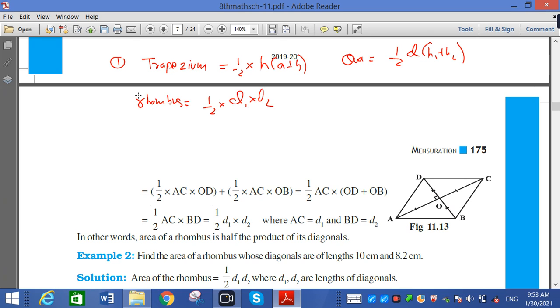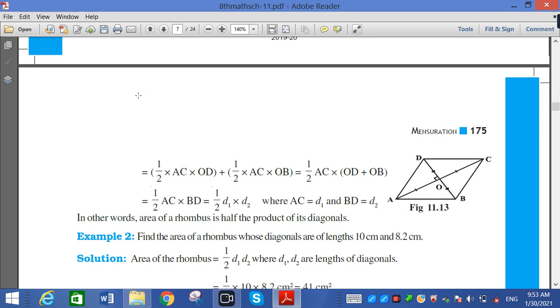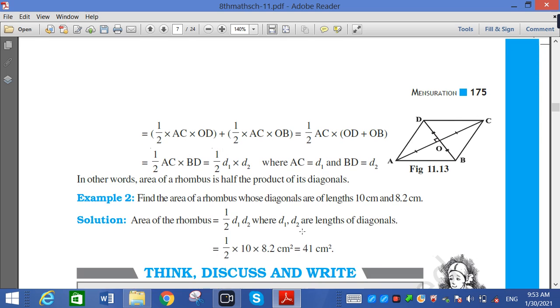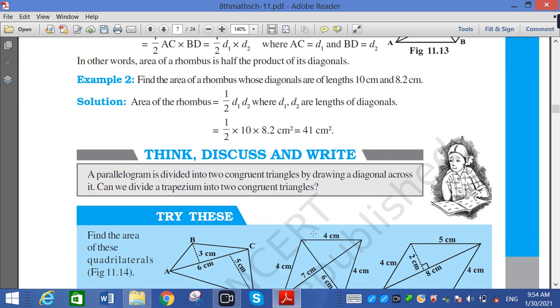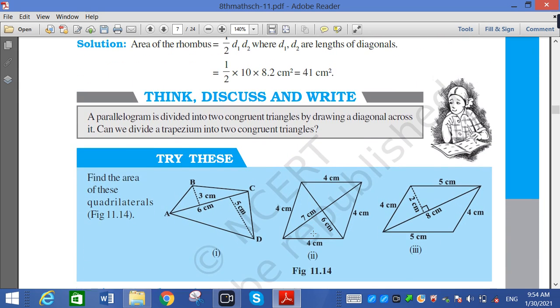So three formulas we have confirmed and three different sums we have also completed. So one more sum. It is very easy. Area of rhombus is equal to half into d1 into d2. So we can cancel 5, or we can cancel 4.1 also. Two different ways we can cancel. 4.1 into 10, that is 41 centimeter square. So now find the area of quadrilateral.